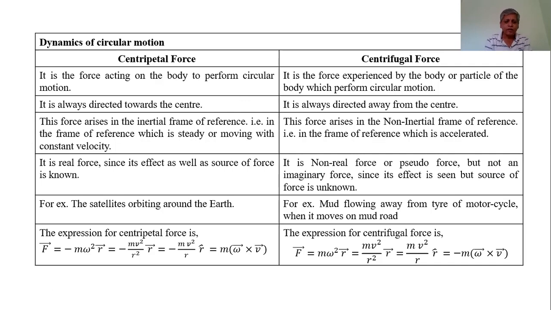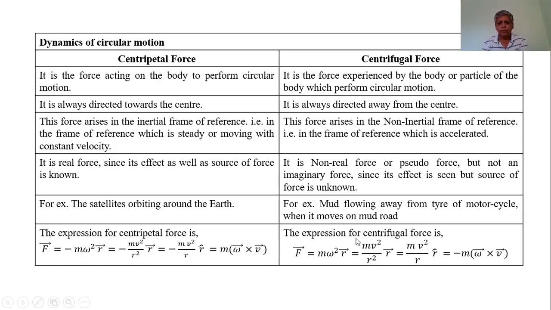Here another equation of the centripetal force we have already explained. The radial acceleration is vector omega cross vector v. Hence here we write positive terms. These are the expressions of the centripetal forces.